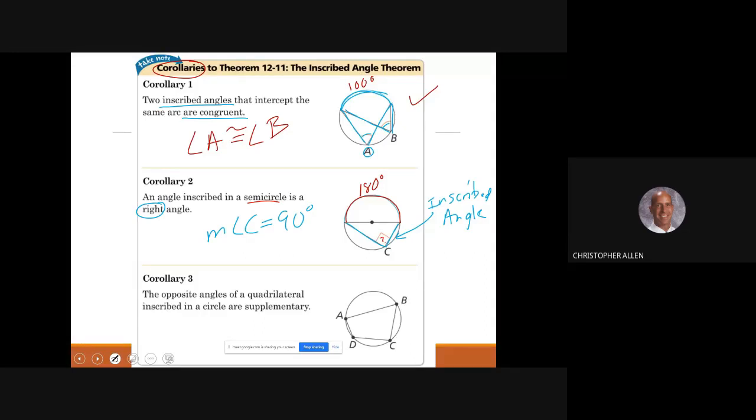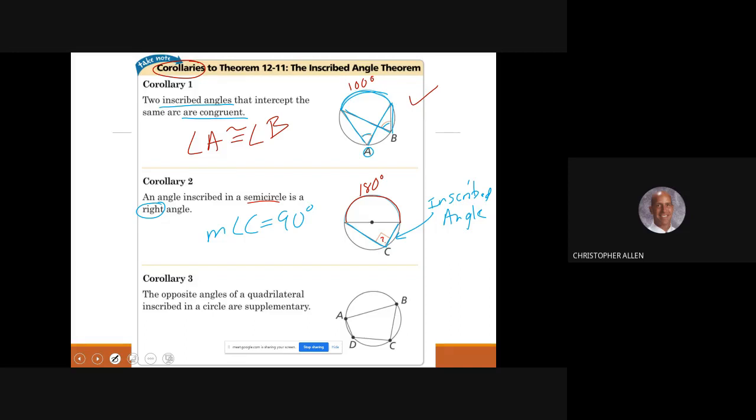Now, the last corollary is the only one that I think is a little bit hard to understand, but let's see if you can figure it out. I'm just going to read it to you. The opposite angles of a quadrilateral inscribed in a circle are supplementary. Huh. What the heck does that mean?